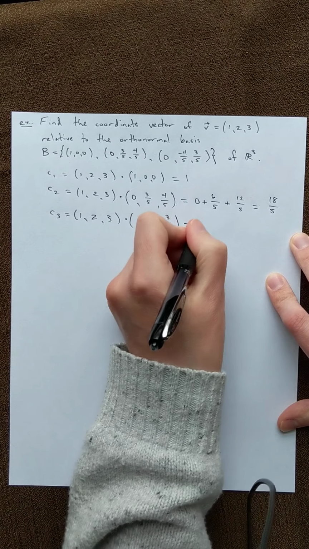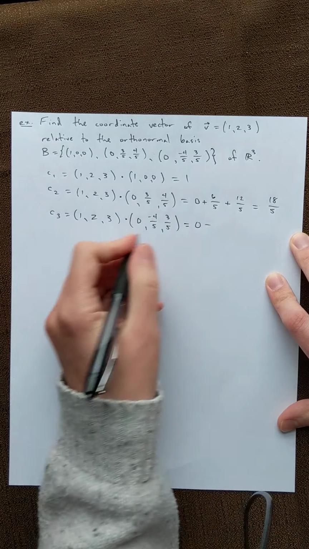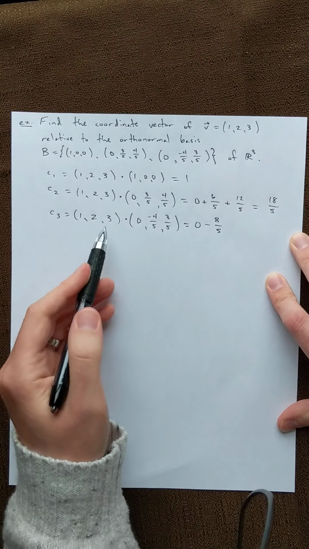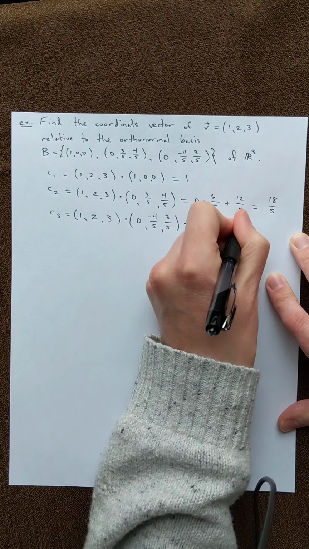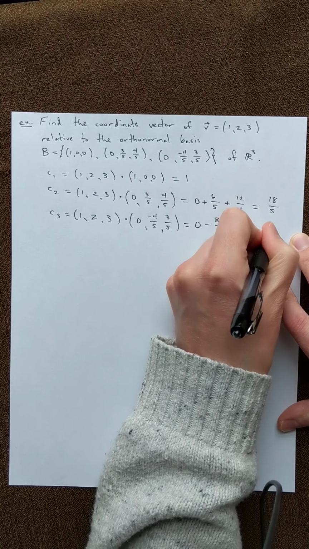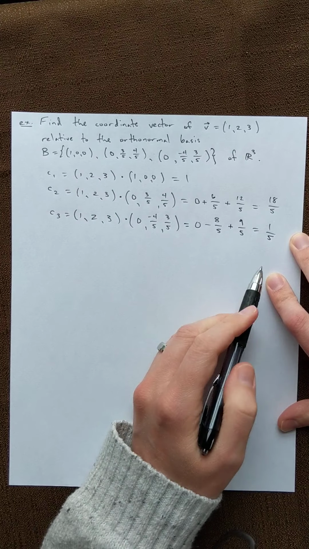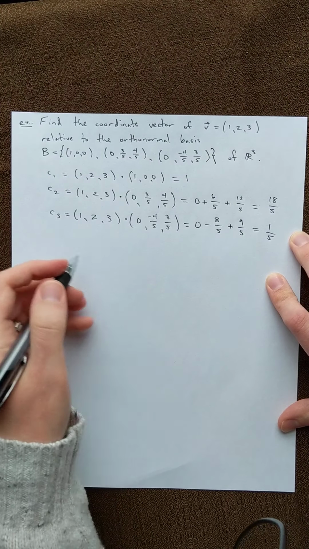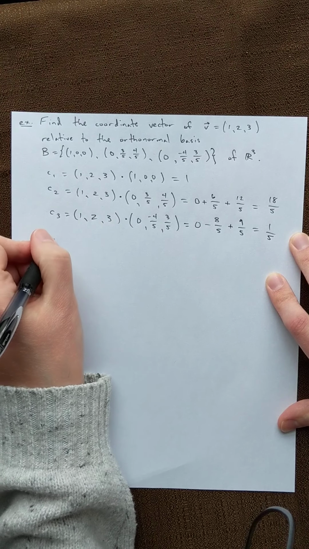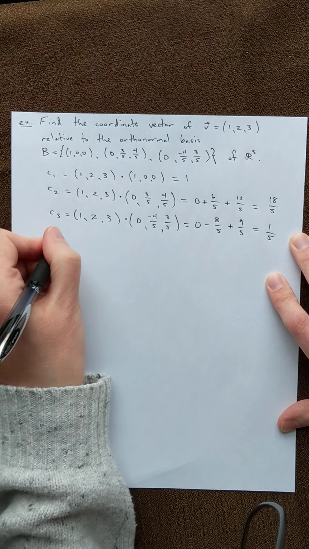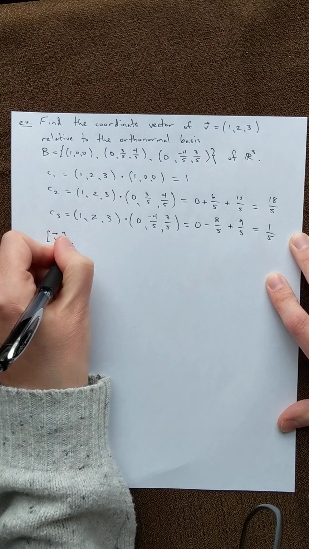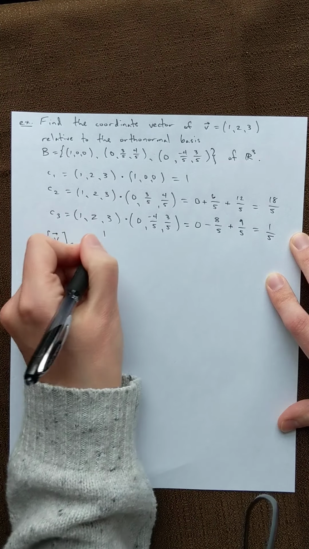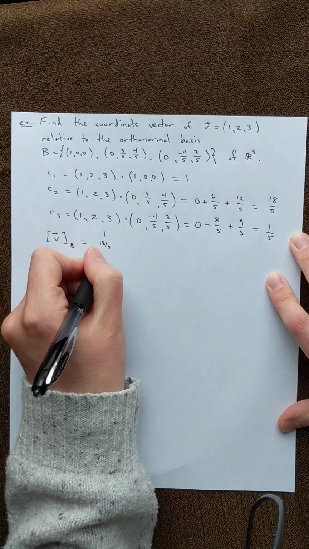And this is coming from some formulas or some theorems we had when we were originally looking at orthonormal bases. And so we end up solving for the constants very, very quickly. We don't have to solve a system of equations, it's just some dot products. And so what we end up with is that the coordinate vector of v relative to this B basis, this orthonormal basis, is just going to be these three constants, 1, 18 fifths, and 1 fifth.